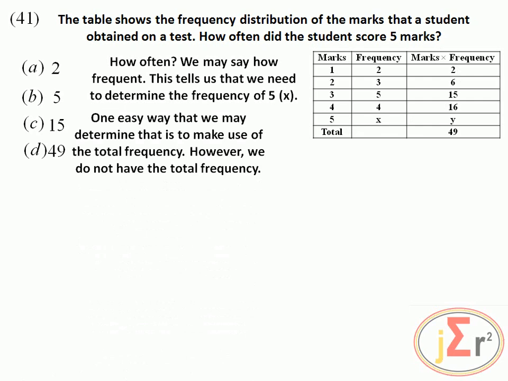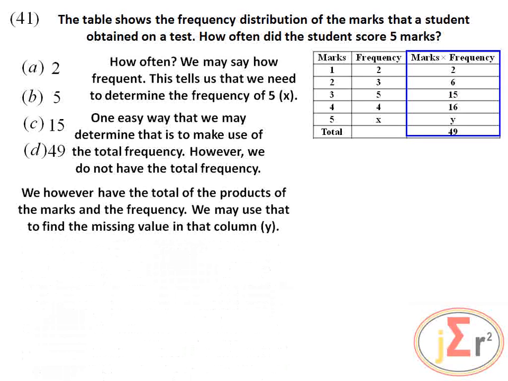One easy way that we may determine that is to make use of the total frequency. However, we do not have the total frequency. If we had the total frequency, all we would do is subtract the rest of the frequencies. But we do not have it. What do we have instead? We, however, have the total of the products of the marks and the frequency. We may use that to find the missing value in that column.